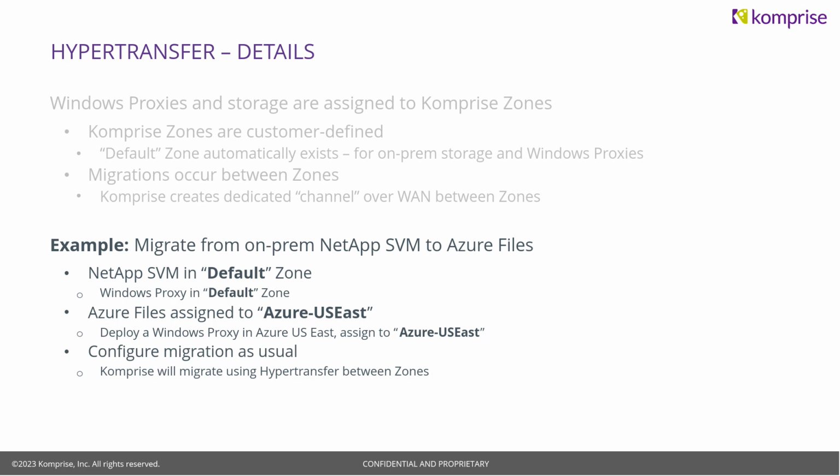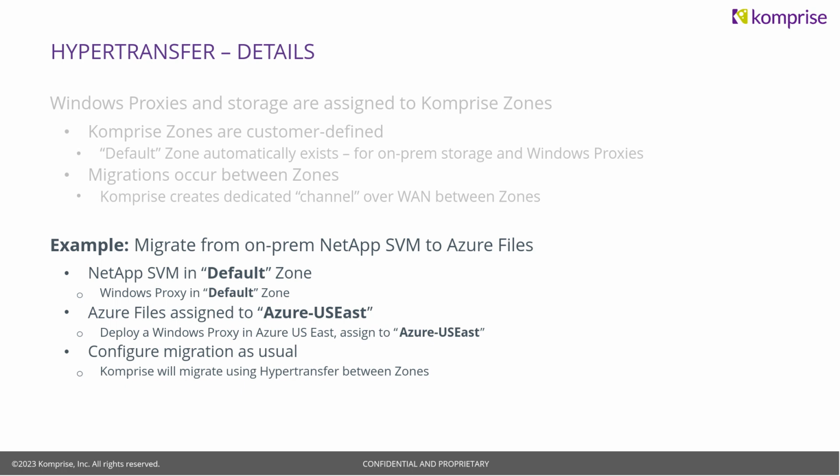The way that the migration will work, let's take a specific example. Suppose you have an on-prem NetApp and you want to migrate it up to Azure Files in the cloud. As I mentioned, your on-prem NetApp will already be in the default zone. You already have Windows proxies configured and deployed. Those will also be in the default zone.